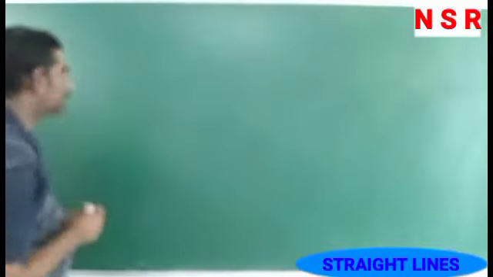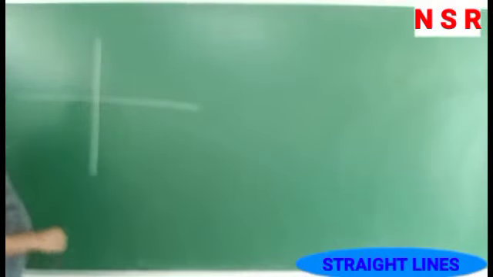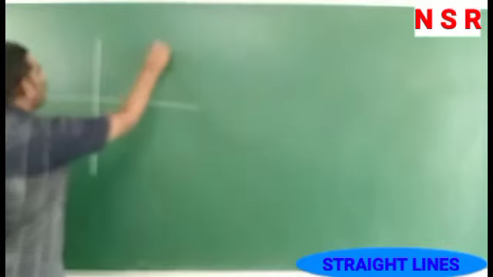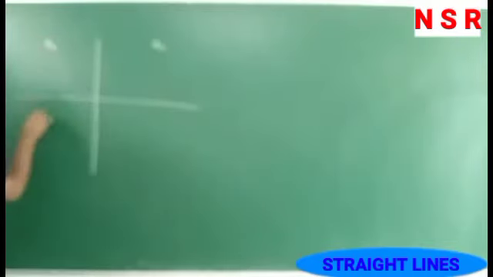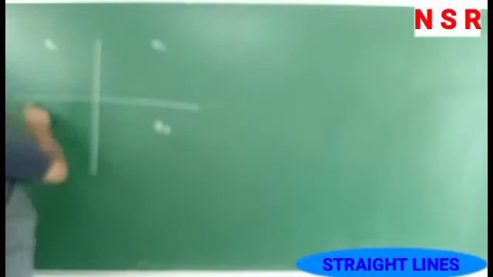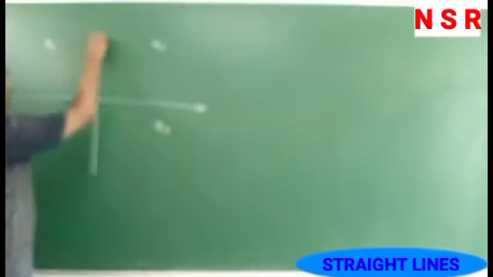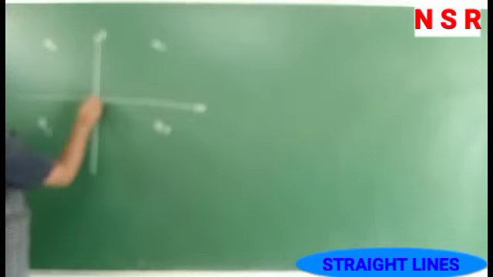First, an introduction about straight lines. Suppose we consider this as a plane. In this plane we can draw two mutually perpendicular lines. These two lines divide the plane into four equal parts called quadrants, namely Q1, Q2, Q3 and Q4. Here the horizontal line is called the x-axis and the vertical line is called the y-axis. The intersection point of these two lines is called the origin. It is denoted by O(0, 0).